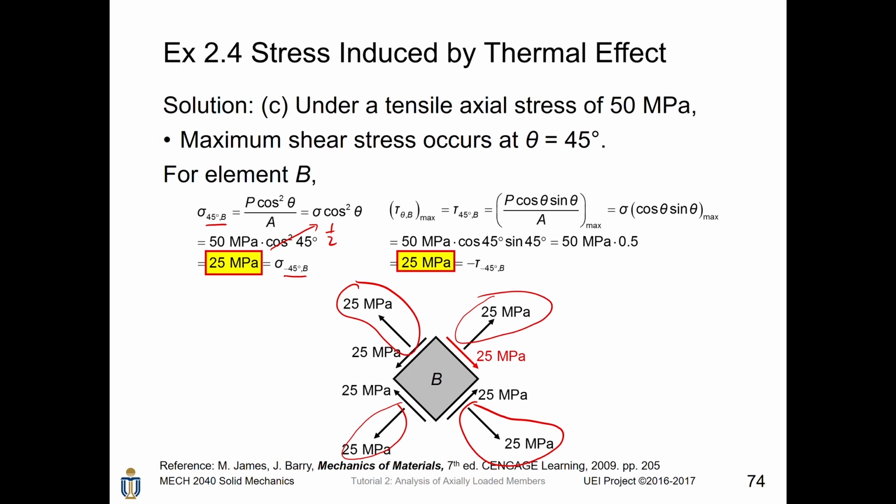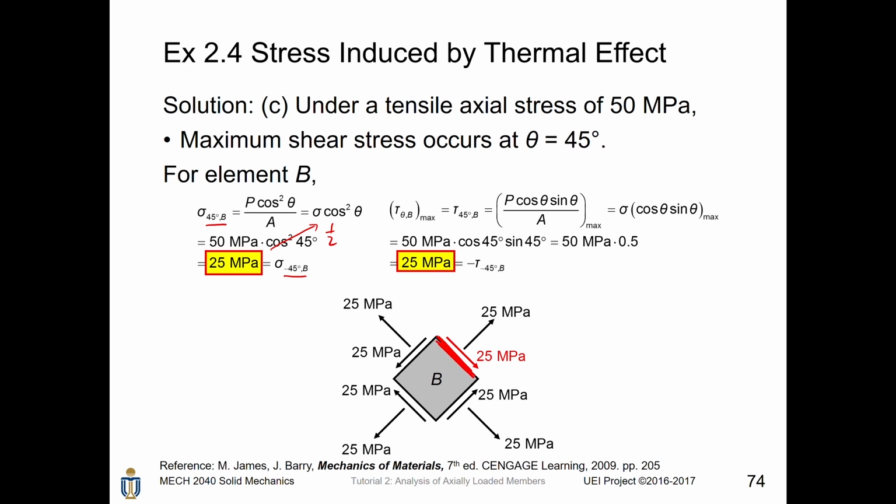Next, let's talk about the shear stress. For shear stress, the sign convention is not that significant. Therefore, we first evaluate one of the shear stresses on those surfaces, then we evaluate the rest of them. First, consider this 45 degree inclined surface.